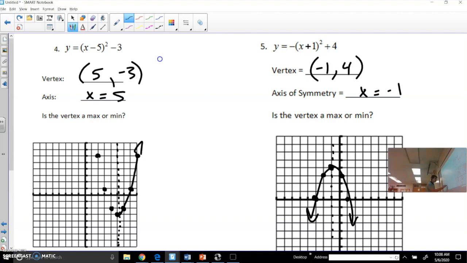So we'll practice a little bit more of the forms, and in the next few videos we'll talk about solving quadratics.